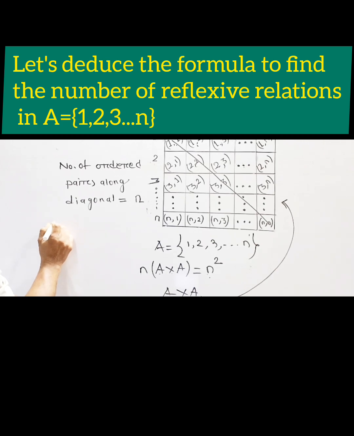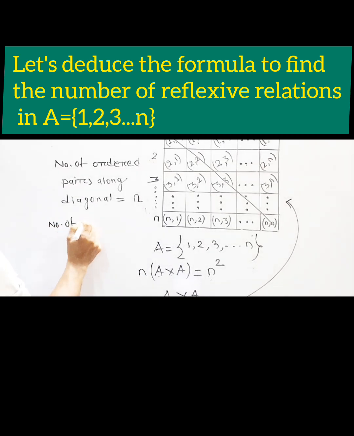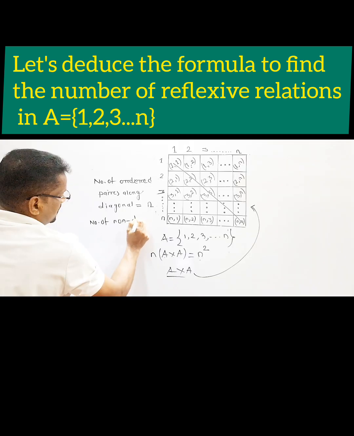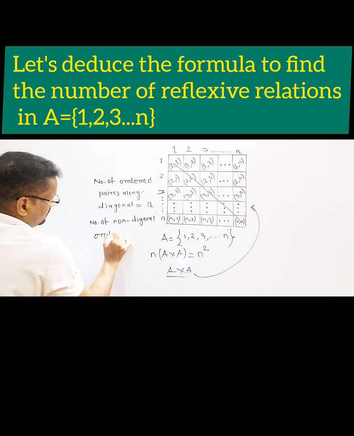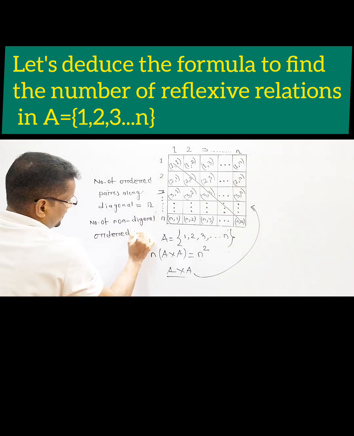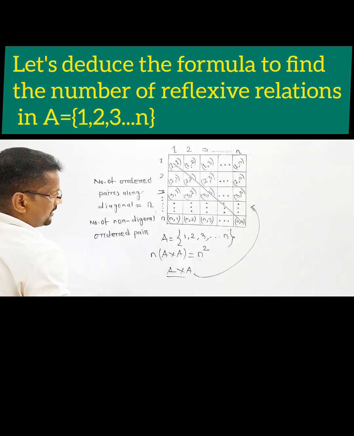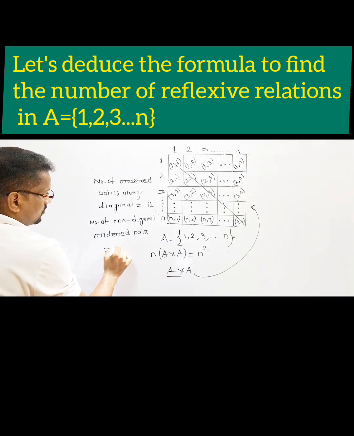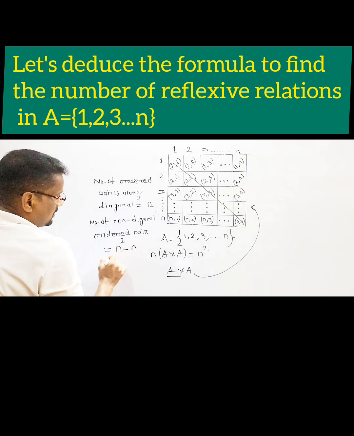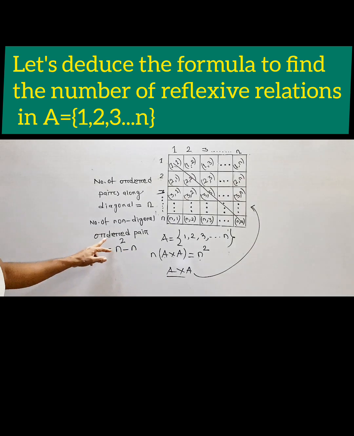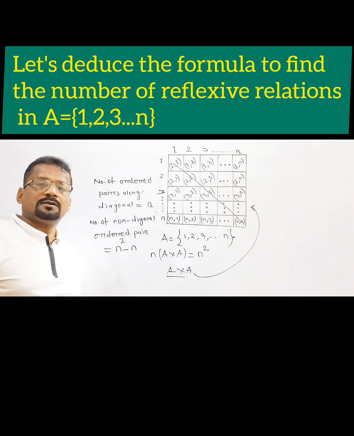So the number of non-diagonal ordered pairs, how many? That's equal to total n square minus diagonal ordered pairs n. So non-diagonal ordered pairs: n square minus n.